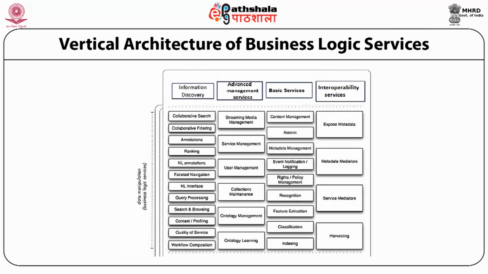The vertical architecture of business logic services. The data manipulation services layer of semantic digital library are represented in 4 vertical layers. These 4 layers are based on the role that they play in interaction with the end users in the semantic digital library. One is the information discovery, that is access, search and browsing. Second is the advanced management services. Third is basic services. And fourth is interoperability services.